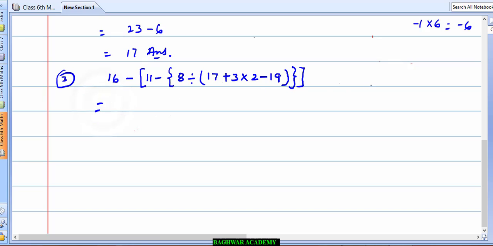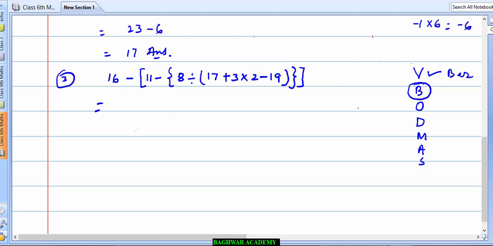So what I have told you just now, how we should proceed, we should follow the VBODMAS rule. V, B, O, D, M, A, S. So V stands for vinculum, or that is called bar. So bar we don't have in this question. What we have? Brackets we have. So in bracket also, what is the sequence? We should start with small bracket, curly bracket and then big bracket.